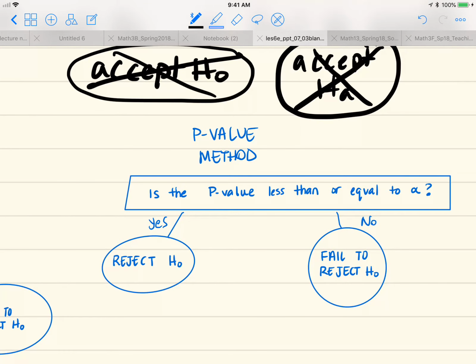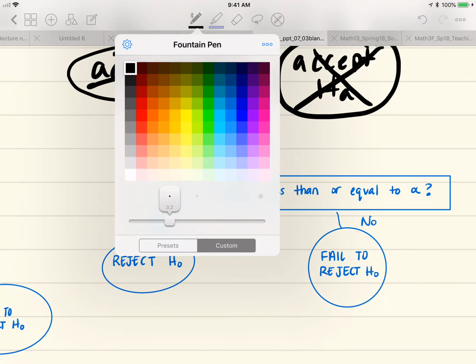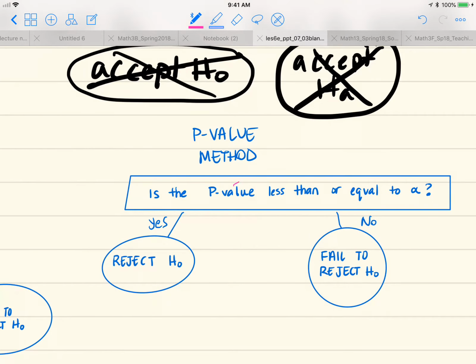Is the p-value, which you'll get from your calculator, less than or equal to alpha? If it is, then you reject H naught. If it's not, you fail to reject H naught.